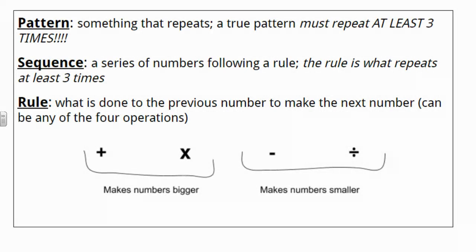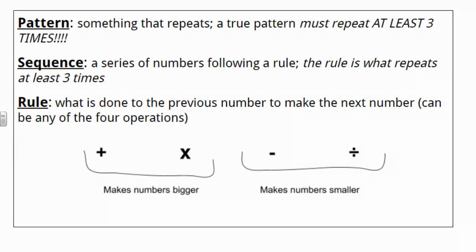If something happens twice, it's kind of like a coincidence, but the third time you can consider it a pattern. A sequence is a series of numbers that follow a rule. And we'll talk about what the rule is in a minute, but it is the rule that repeats 3 times. It's the pattern with the rule that helps to create the sequence.